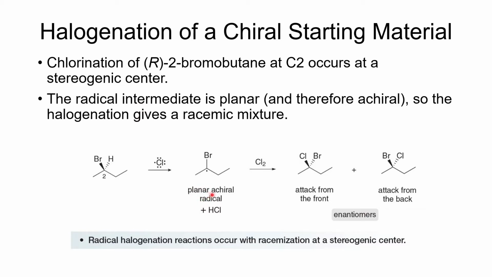Now, another place that the chlorination can occur, I mean, it can occur at carbon 1 and carbon 4. We're going to ignore those for now. We're going to look at chlorination at carbon 3.